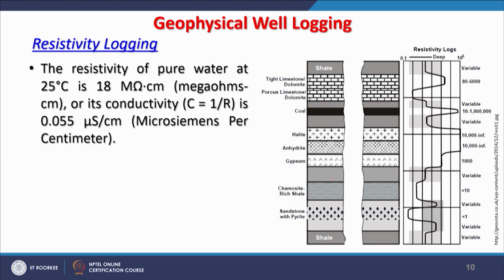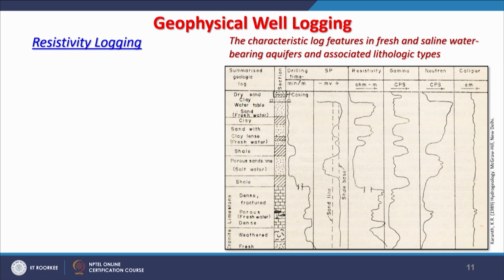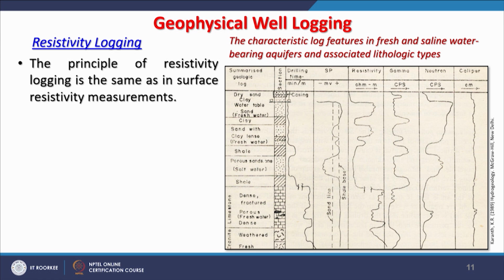Now, the resistivity of pure water at 25 degrees centigrade is 18 megaohm centimeter, and its conductivity, that is C equal to 1 upon R, is about 0.055 microsiemens per centimeter. So this is what we know at 25 degrees, but if the temperature is changing, then we have to look at tables or some standard curves to find out what resistivity or conductivity is expected from the water.